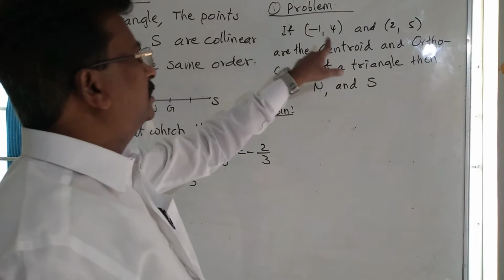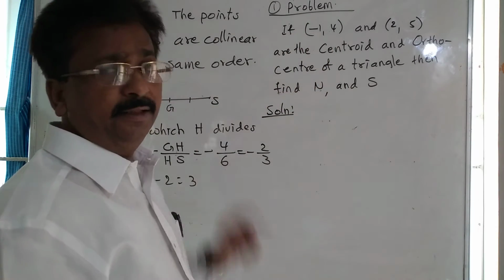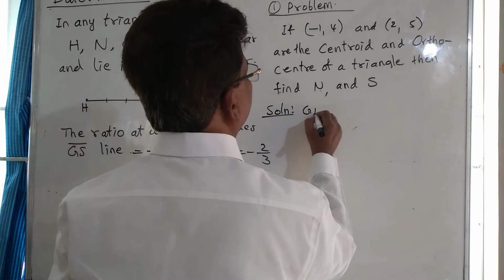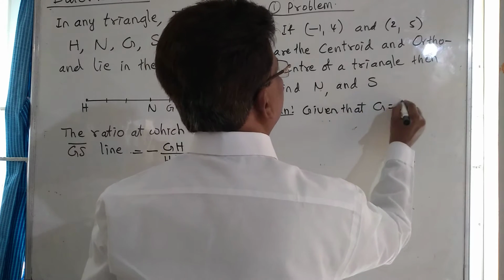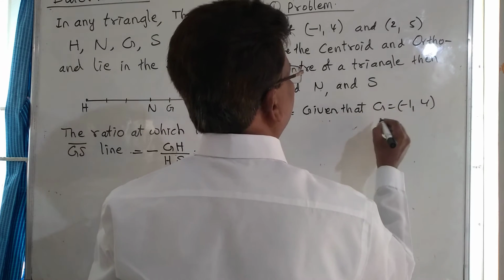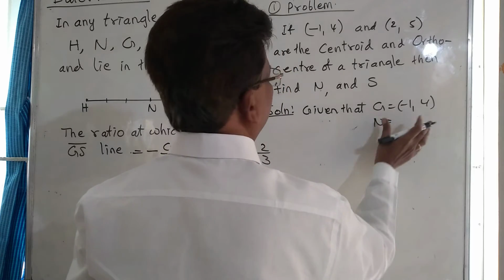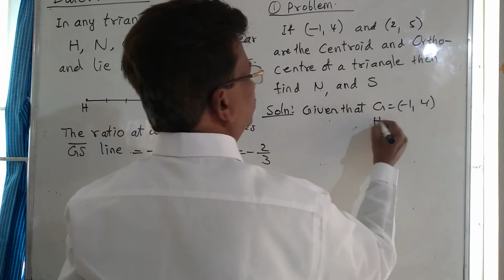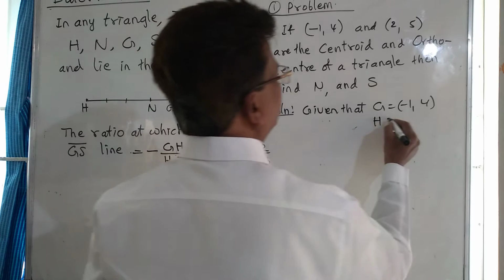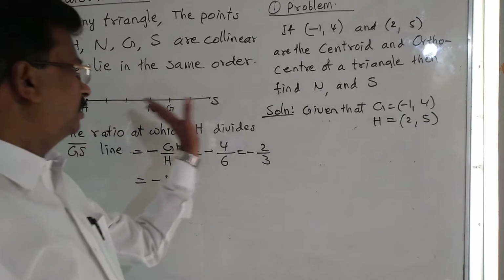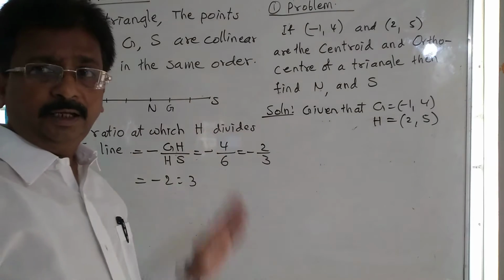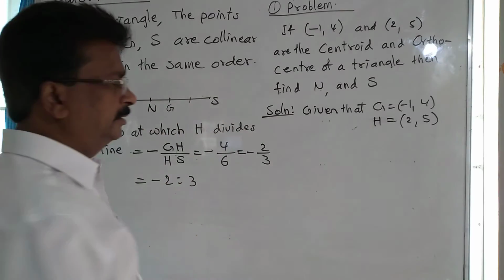Now the first point is the centroid. Given that G is equal to -1, 4, and the next one, the second one is the orthocenter, 2, 5. We draw the Euler's line, not number line, Euler's line.